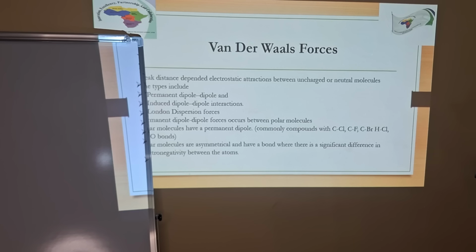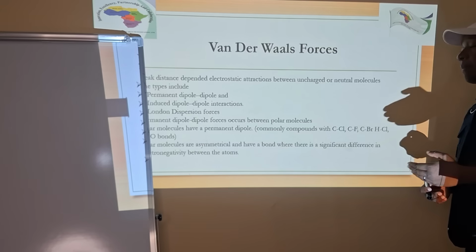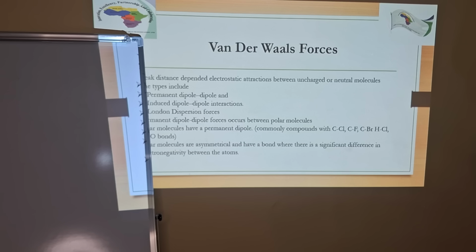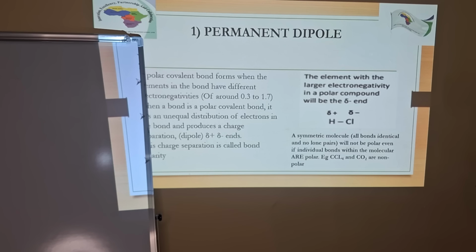Examples of polar molecules are those with carbon and chlorine, carbon and fluorine, carbon and bromine, and hydrogen and chlorine. Polar molecules are asymmetrical and have a bond where there is a significant difference in electronegativity between the atoms. So what happens is one atom will assume a partial positive charge and another a partial negative charge, leading to a permanent polarity in the structure of the molecule. Right, a permanent dipole.